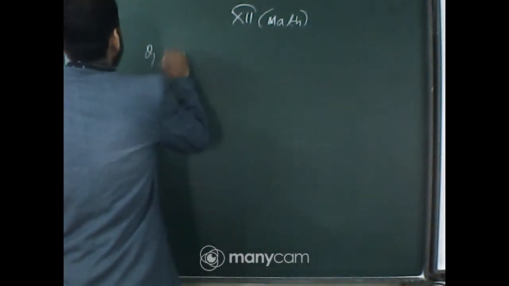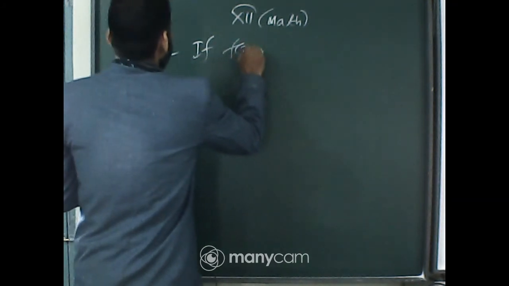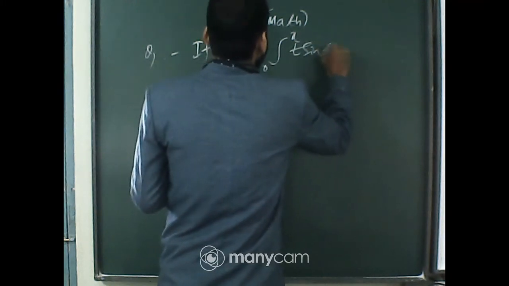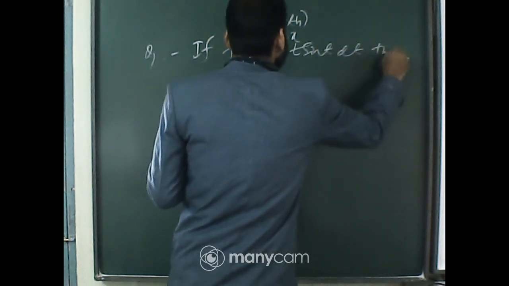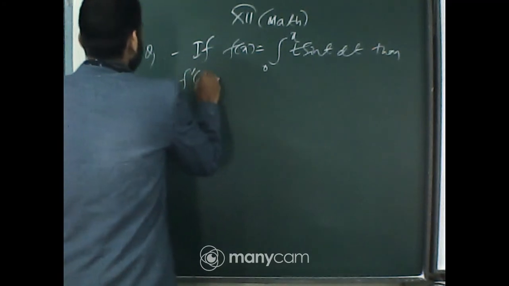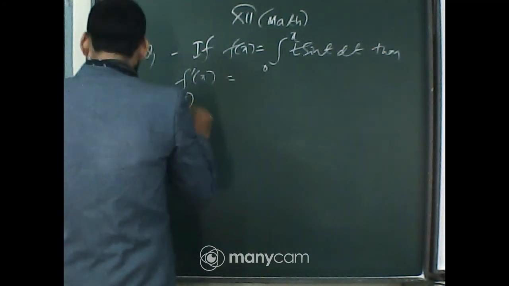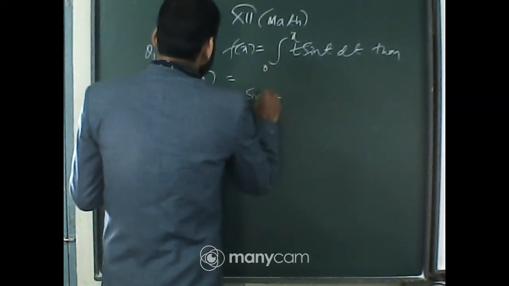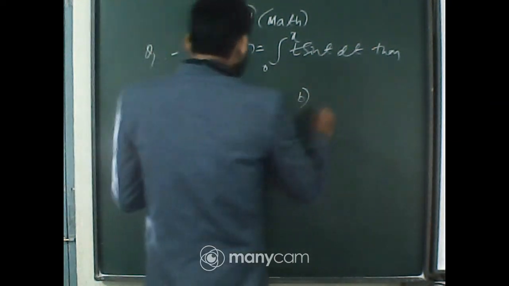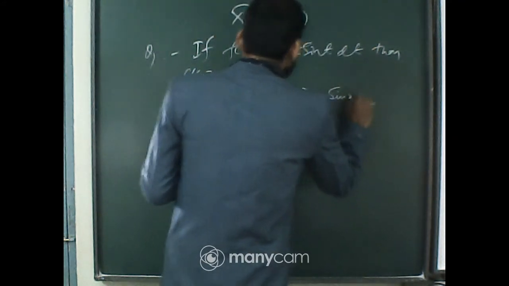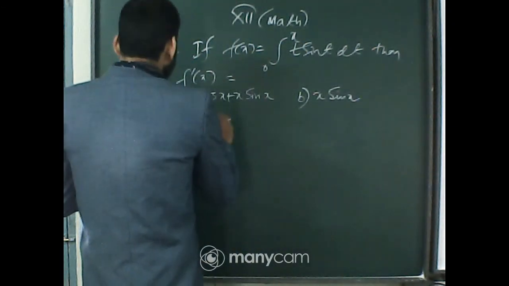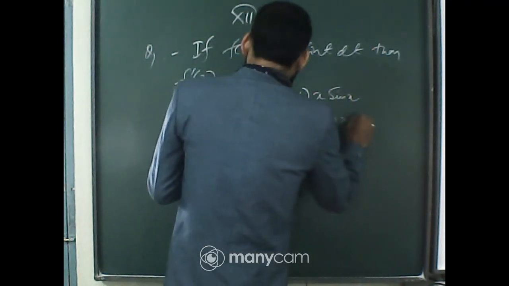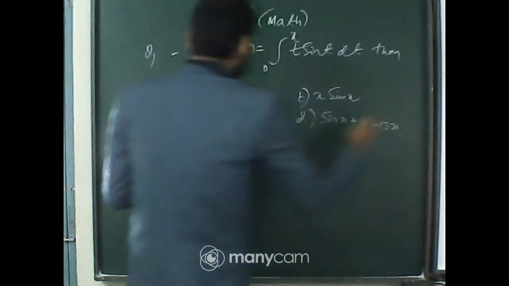If f of x equals the integral from 0 to x of t sin t dt, then f dash x equals, the options are: cos x plus x sin x, x sin x, x cos x, and sin x plus x cos x. Today's last question.